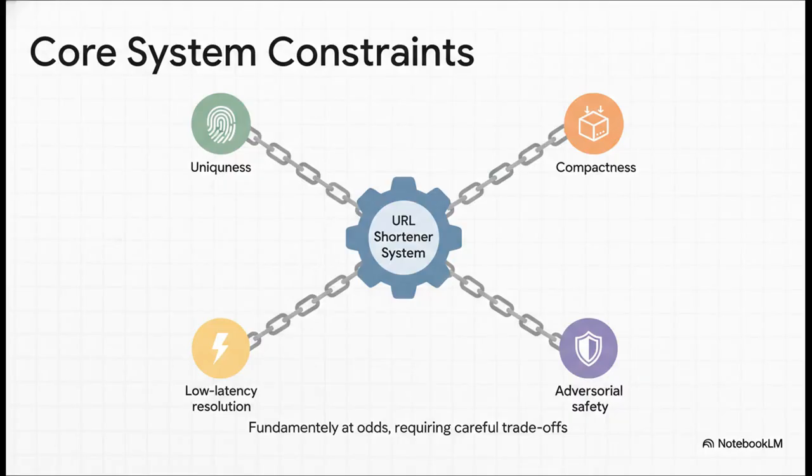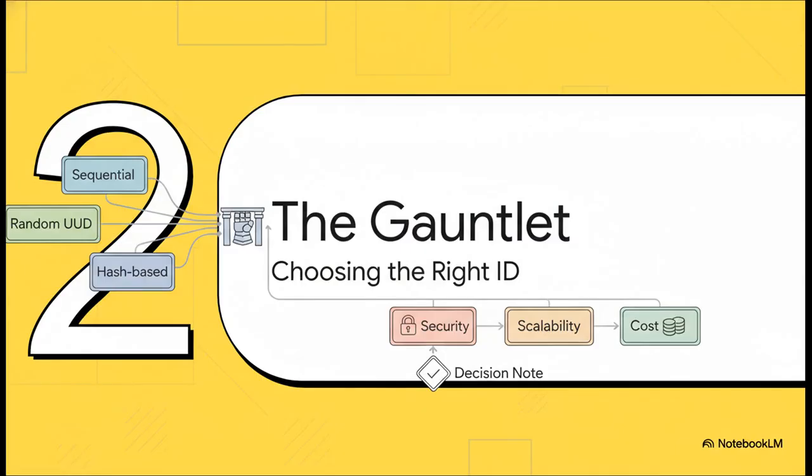And this brings us to the core tension of the entire system. Think about it. We need unique links that are also compact and easy to share. They have to resolve instantly, but they also have to be safe from attackers. The problem is, these goals are fundamentally at odds with each other. You just can't have it all without making some very smart trade-offs. Now we get to the single most important decision we're going to make: how to generate the unique ID. This one choice has massive consequences for security, for scalability, and for cost. So let's run the main strategies through the gauntlet and see how they hold up.